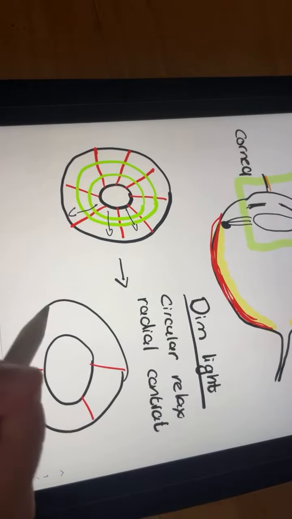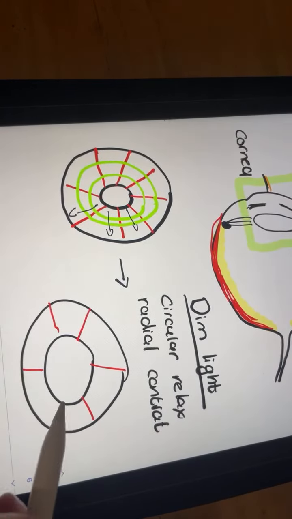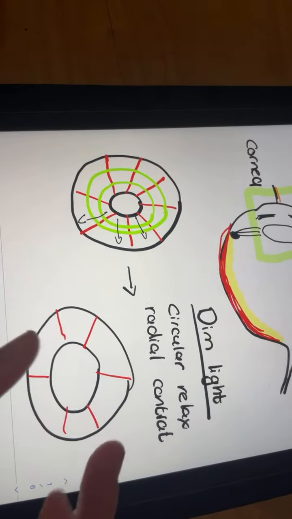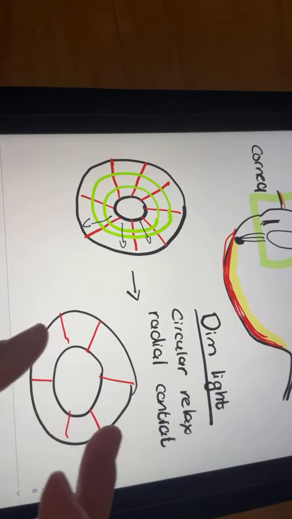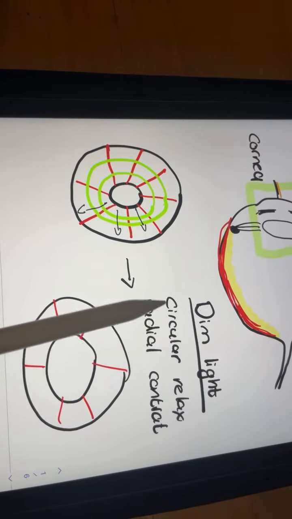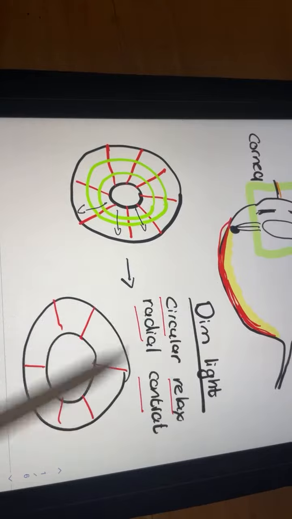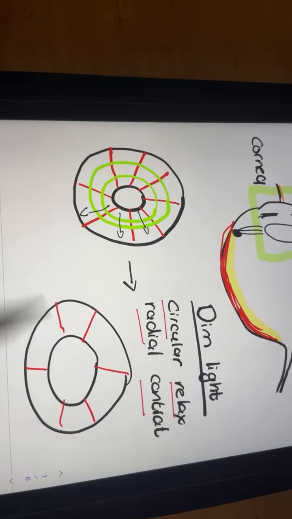I'm just going to highlight them. I'm not going to put in the circular muscles. They have shortened and they've pulled the pupil bigger. If you want to make a pupil smaller, then you just do the opposite. The circular muscles contract and the radial muscles relax. So as you can see, you only need to learn one of the two.